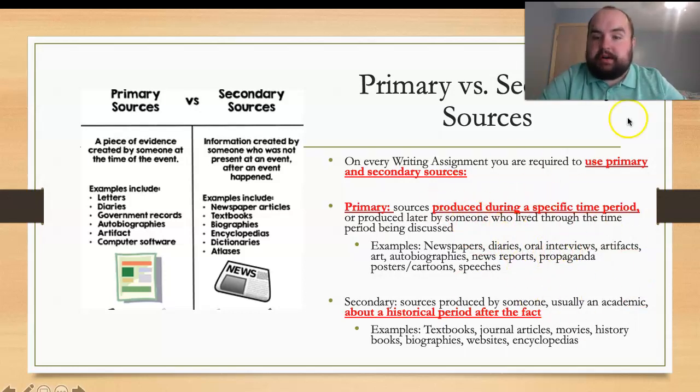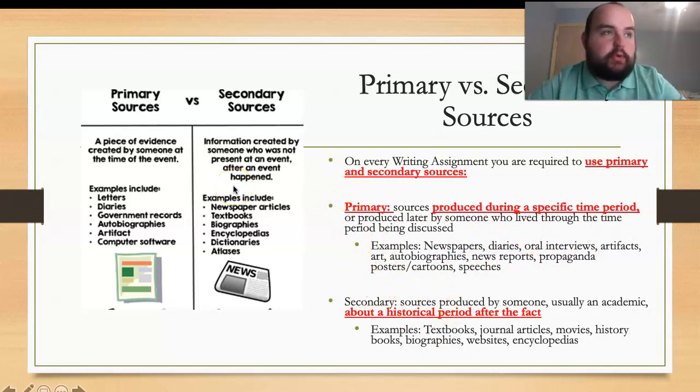Oral interviews also count as primary sources because even though you're interviewing them later, they were still there. So, for example, if you interviewed or found an interview of a Vietnam veteran, that's still a primary source. Artifacts, art, autobiographies, news reports like TV reports, radio reports, that's also primary. Propaganda posters or cartoons, and speeches all count as a primary source.